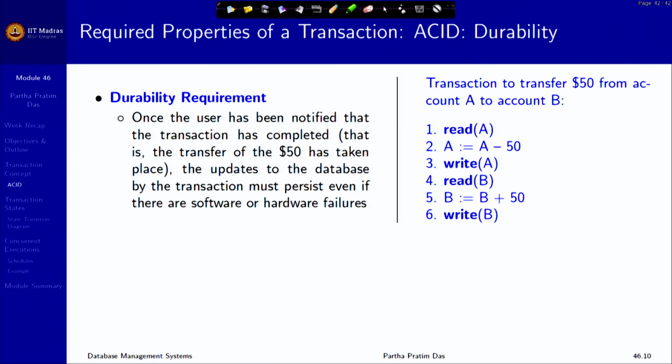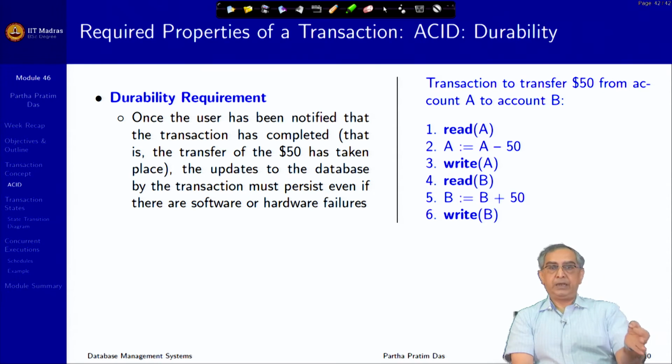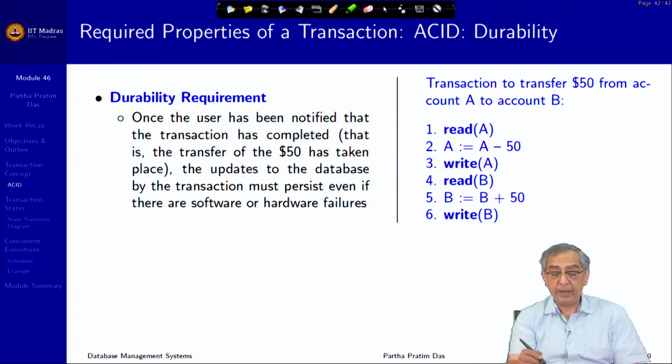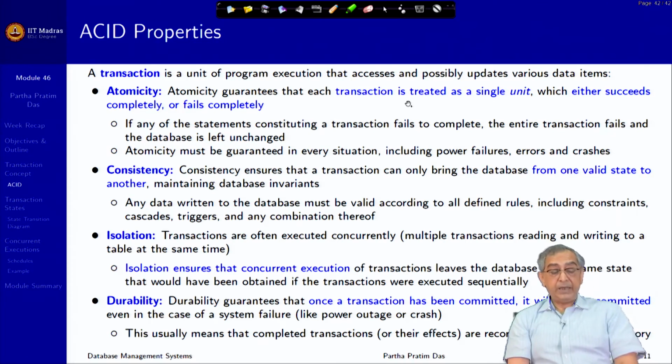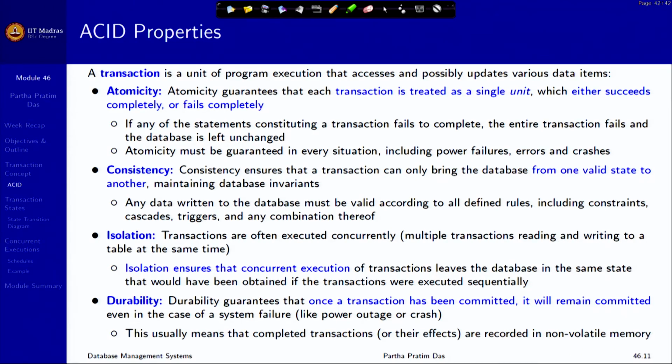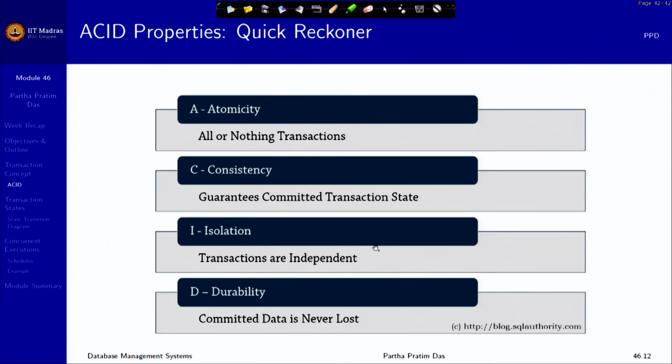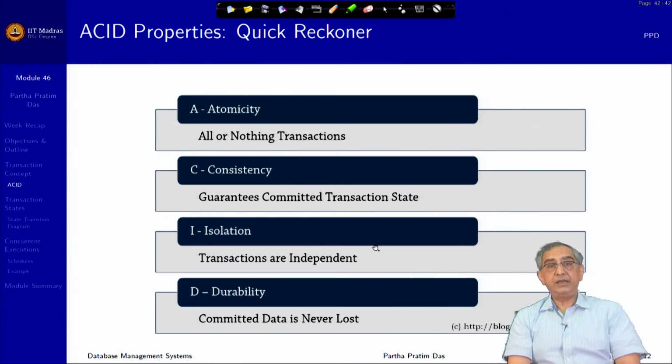After the transaction is successfully completed, the database has come to a consistent state, and that state must stay on irrespective of any other failures. That is called durability. So, this is your ACID. Here I have summarized in one slide the basic atomicity, consistency, isolation and durability properties. This is more for your self study, but is exactly what we have discussed. And I find this quick reckoner a very useful thing.